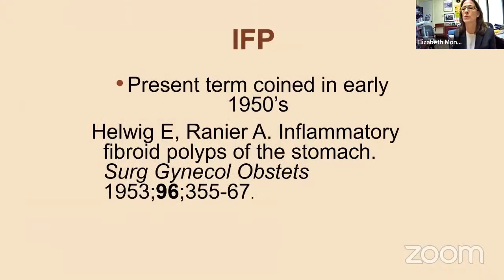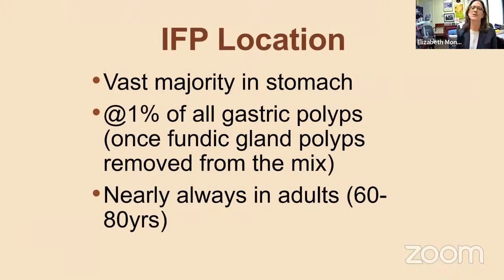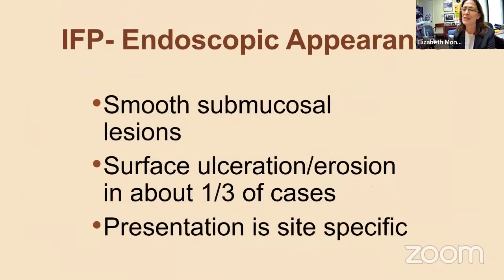And the present term was created by Elston Hellwig at the former Armed Forces Institute of Pathology. He thought they were tumors of the stomach, but in fact, they can be anywhere in the GI tract. Okay, almost all of them are in the stomach. They account for about 1% of gastric polyps after you take out the fundic gland polyps. And they're nearly always, but not always, in adults. They're smooth submucosal lesions, and some of them ulcerate. And of course, the presentation has to do with the site.